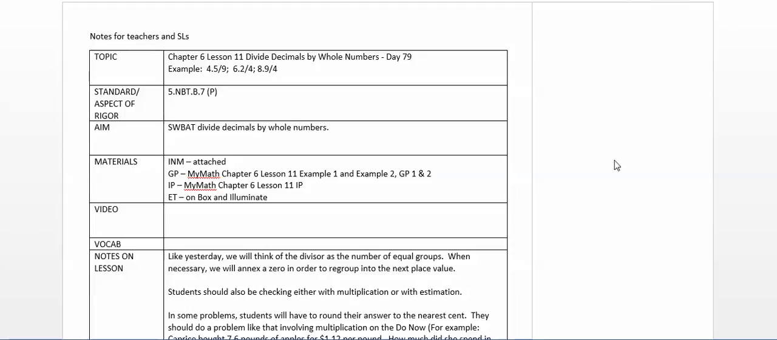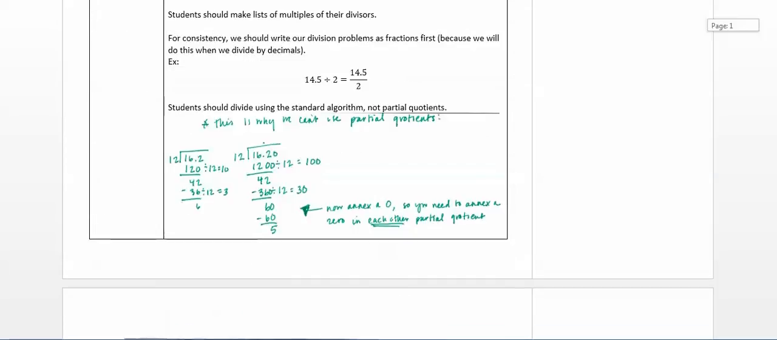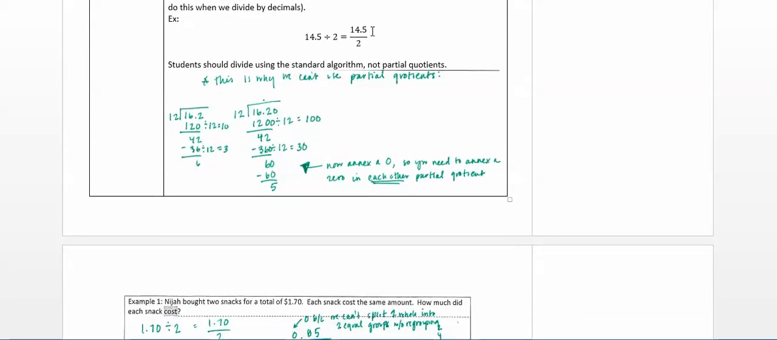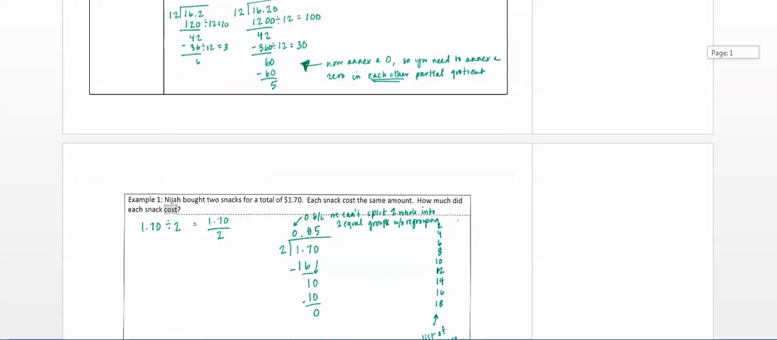All right, we're going to look at this next lesson, Chapter 6, Lesson 11. We're dividing decimals by whole numbers. I'm going to guide you through our examples first, and then I want to come back to talk about why we're not going to be using partial quotients today. So let's look at example 1.